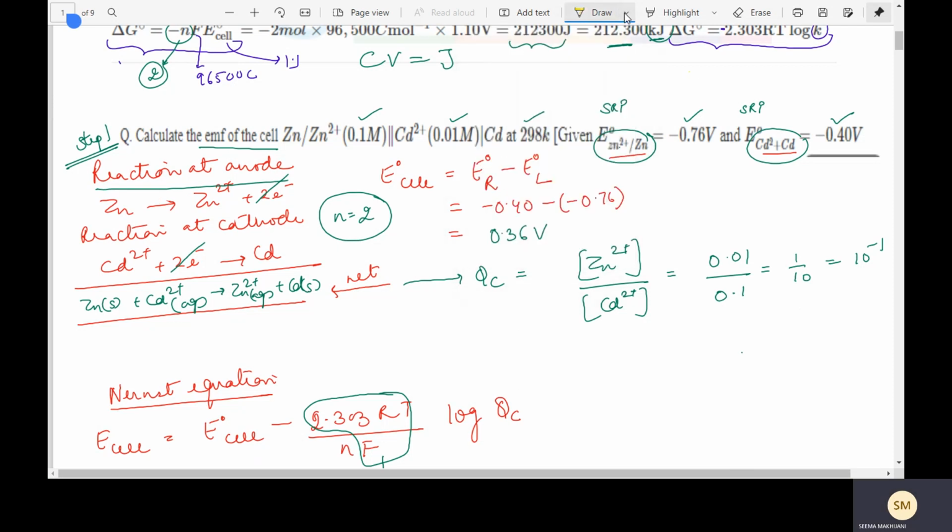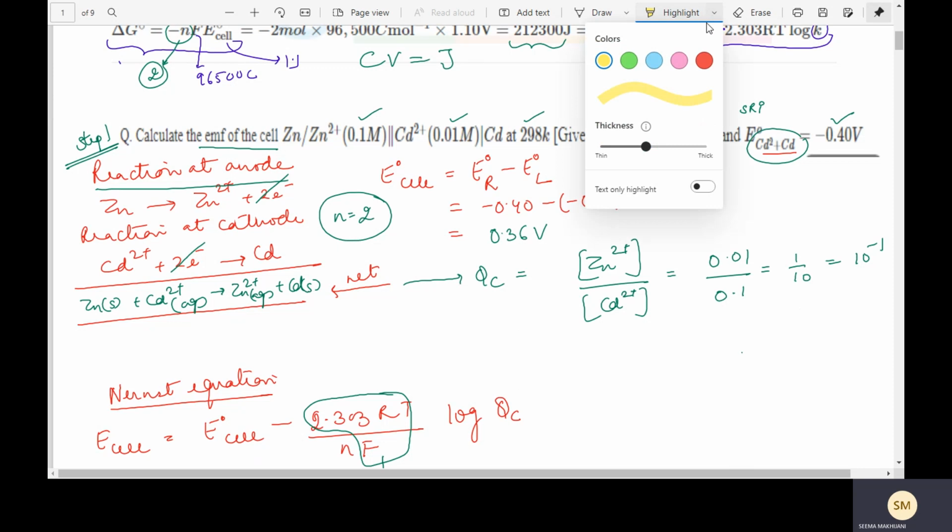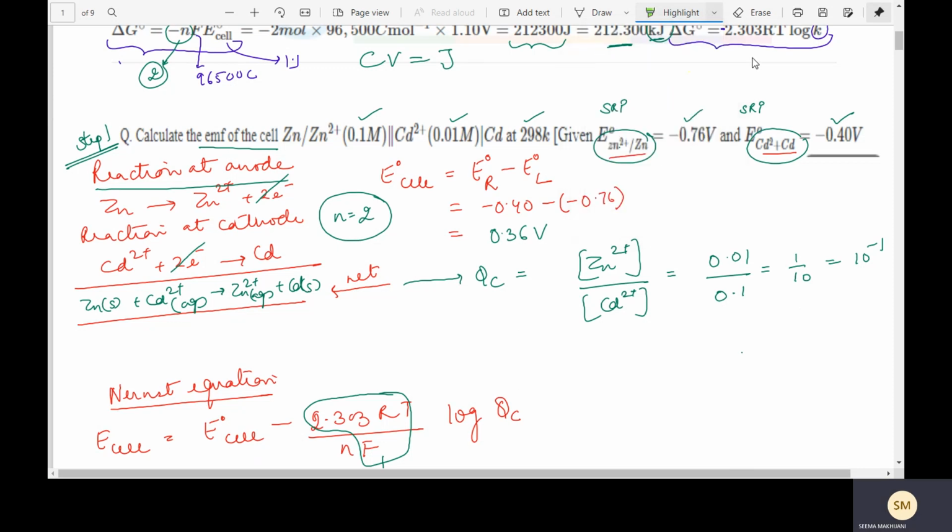Your reaction at the anode would become oxidation. So the reaction happening at the anode is your zinc changes to zinc 2 positive plus 2 electrons are lost. Reaction at the cathode is gain of electron. Your cadmium 2 positive will gain 2 electrons and become cadmium.